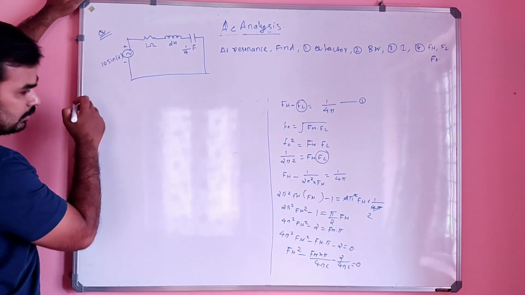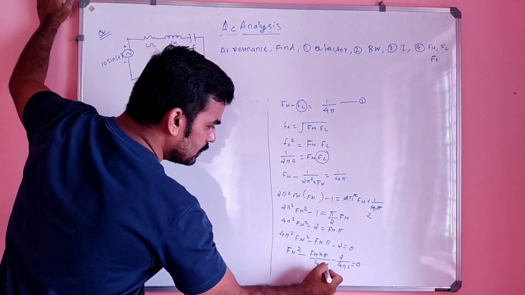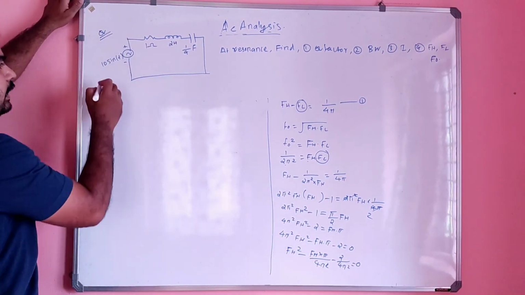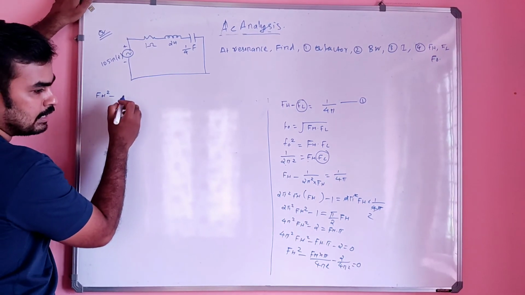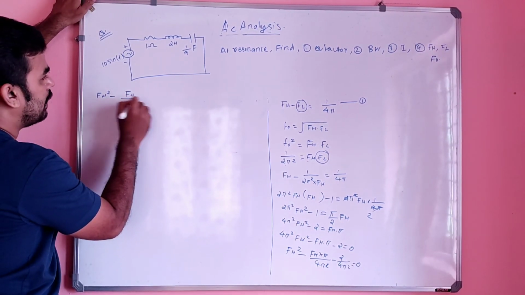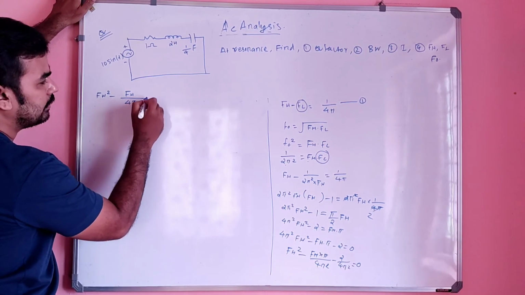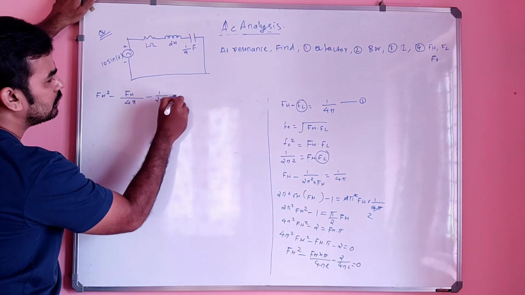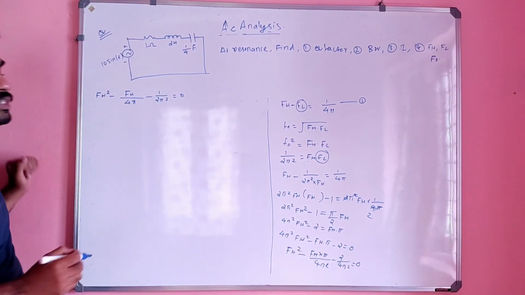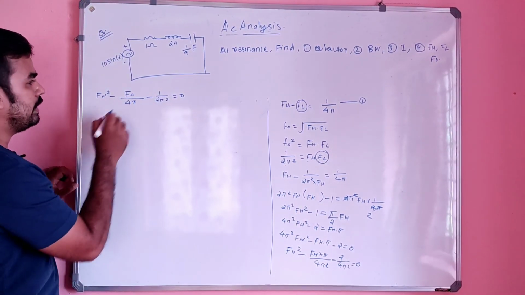So it will become, how can I write it: FH square minus, the pi and pi cancel. So I can write FH square minus FH by 4 pi minus 1 by 2 pi square equal to 0. So this is a quadratic equation of second order, right? So FH will be what?